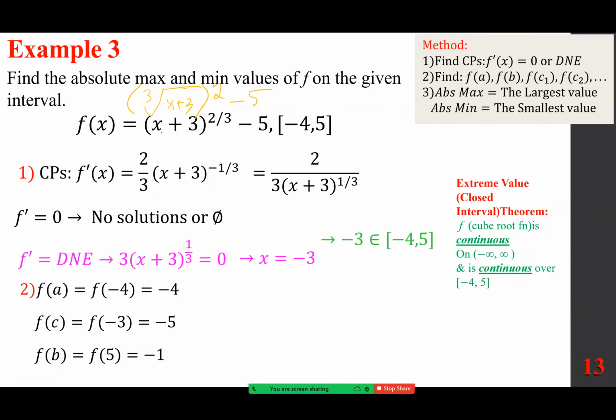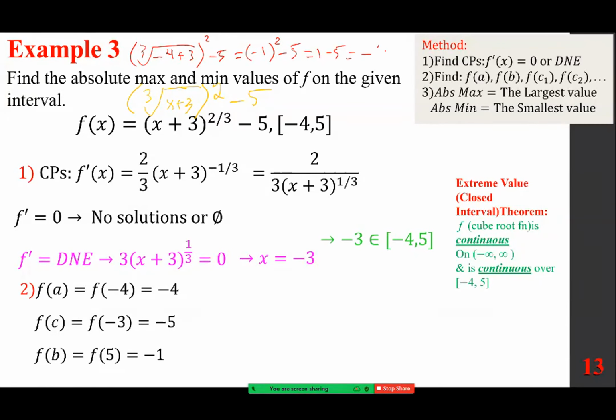So if we plug in -4 here, so -4 plus 3, quantity squared, minus 5. So -4 and 3 is -1. Cube root of that is also -1. Squared minus 5. 1 minus 5, and it gives you -4. So I hope you see that.